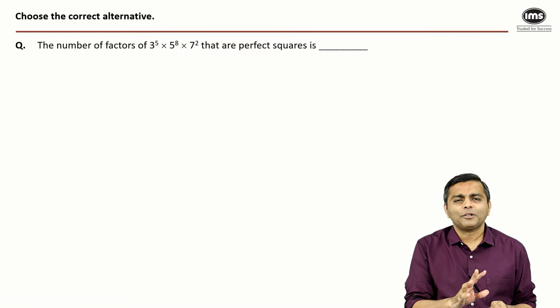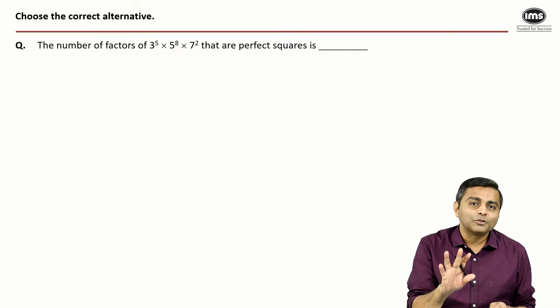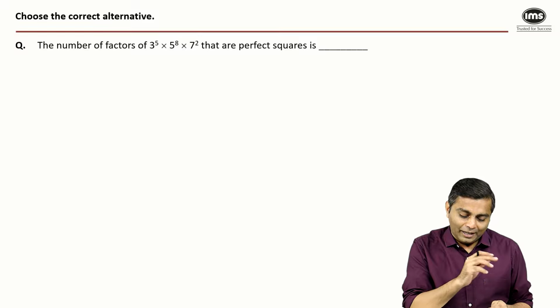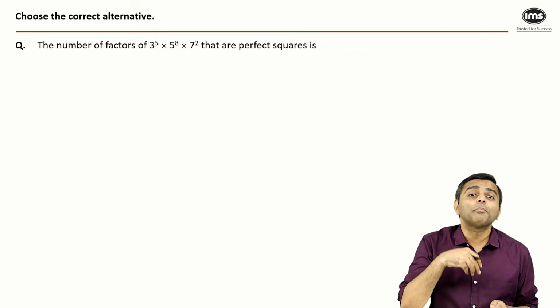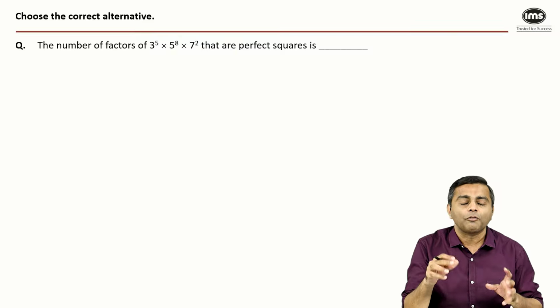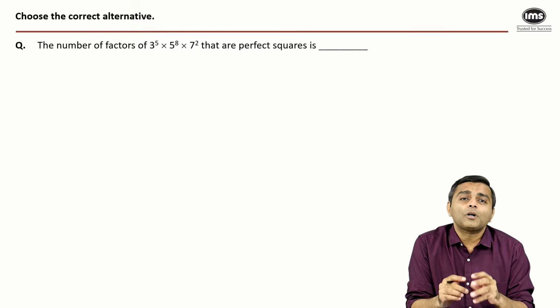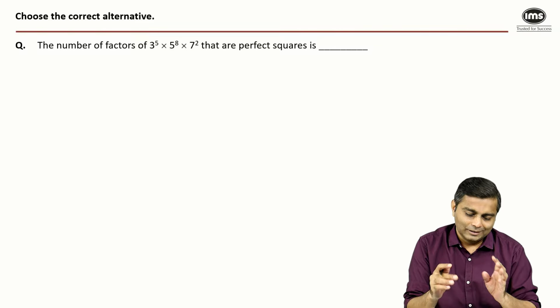Again, a straightforward question, very, very simple question. Obviously, if you know the property, but if you don't know, then it's going to be very, very difficult. You might as well have left it. Number of factors of this number that are perfect squares. What you have to understand is that for a perfect square, the factors always occur in pairs. So you can't have an odd power of any particular number in a perfect square. Okay, that's the only concept here.